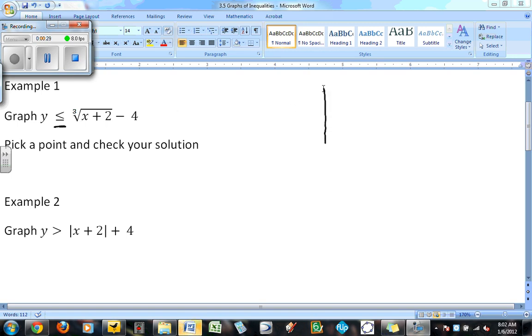Now the first thing I look at is whether it's a solid or dashed line. It's going to be a solid line because it's less than or equal to. Because of that equal to, any point on the graph can be a solution to this problem. If it was a greater than sign, it's saying anything bigger, but if it's equal to it, it's not a solution. Therefore, we have to graph it with a dashed line.